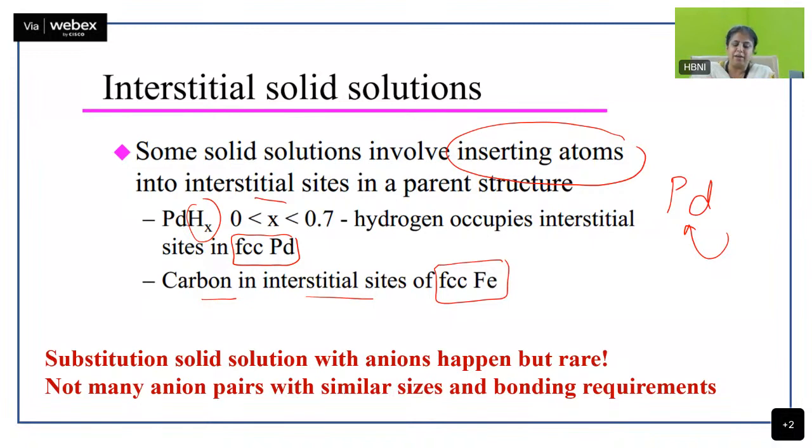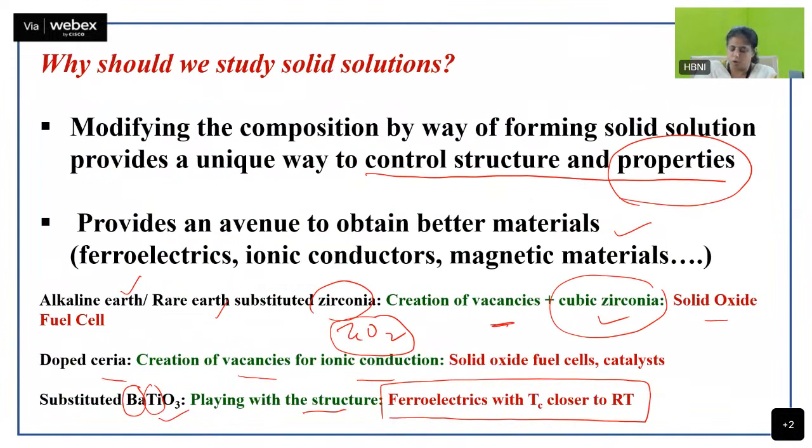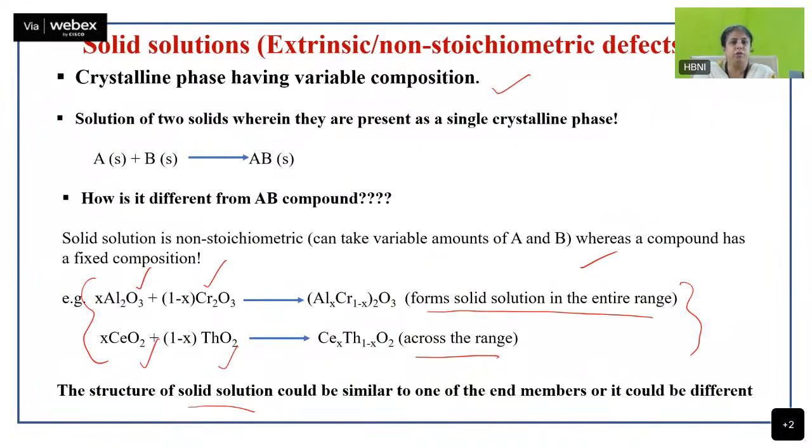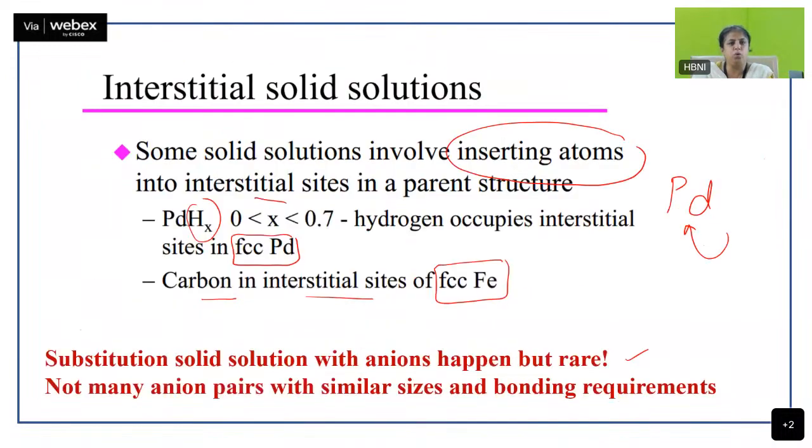Another interesting thing that I would want to talk about is substitutional solid solution. We talked about, let's say, alumina, chromia, or cerium oxide, thorium oxide. Okay. So everywhere, whatever example I took, I was replacing a cation by a different cation. Can we have a substitutional solid solution wherein anions replace each other? It happens, but it is rare.